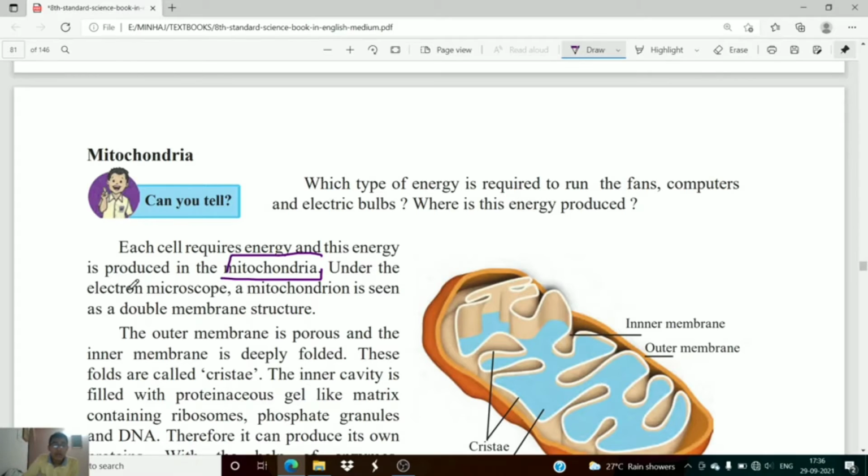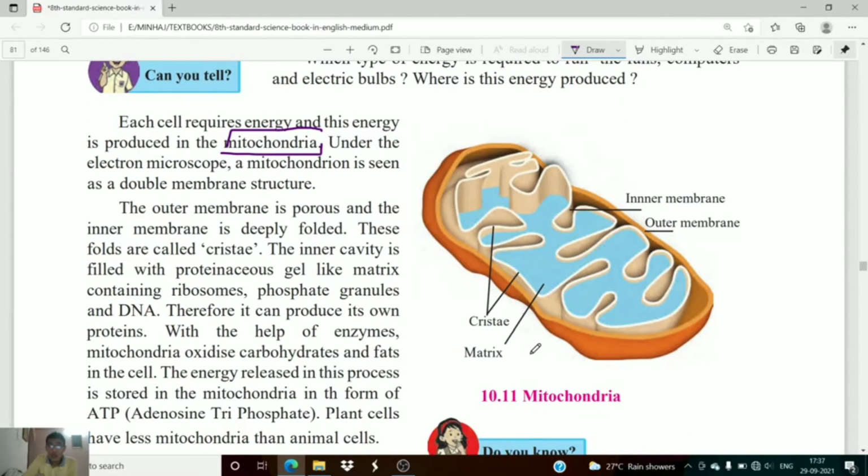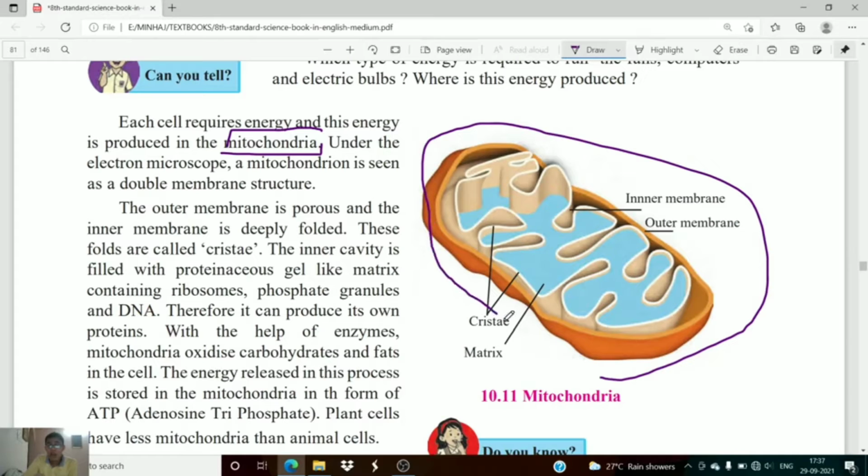Under the electron microscope, a mitochondrion is seen as a double membrane structure. If you observe the mitochondrion under an electron microscope, you will see that this organelle is a double membrane structure. There are two membranes, inner membrane and outer membrane. The outer membrane is porous and the inner membrane is deeply folded. These folds are called cristae. So the folds of the inner membrane are called cristae.